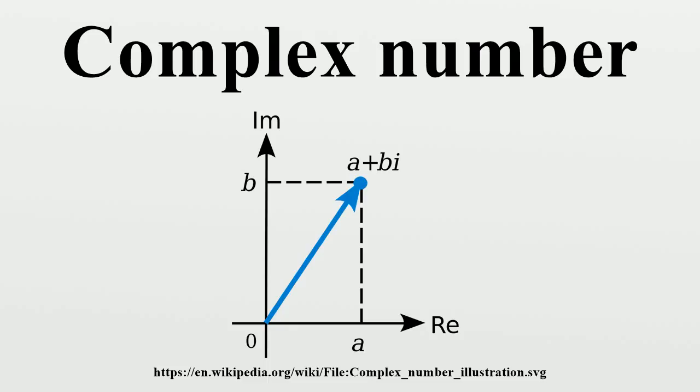A complex number whose real part is 0 is said to be purely imaginary, whereas a complex number whose imaginary part is 0 is a real number. In this way, the complex numbers contain the ordinary real numbers while extending them in order to solve problems that cannot be solved with real numbers alone.